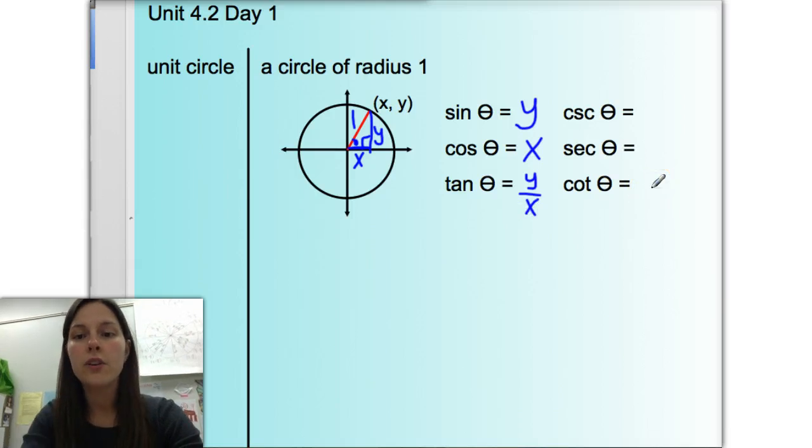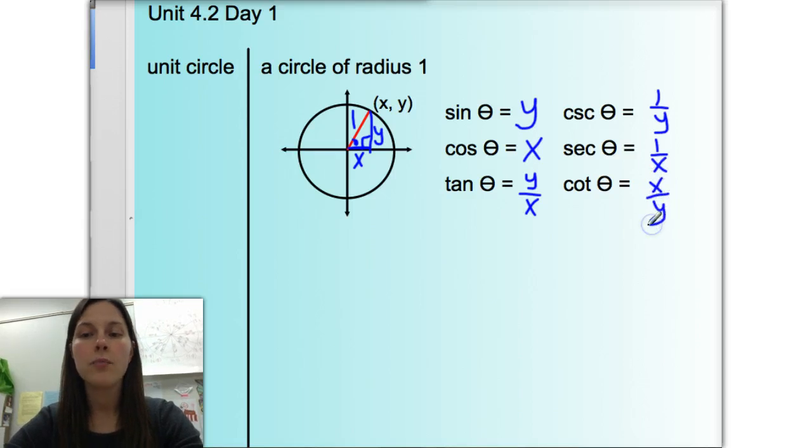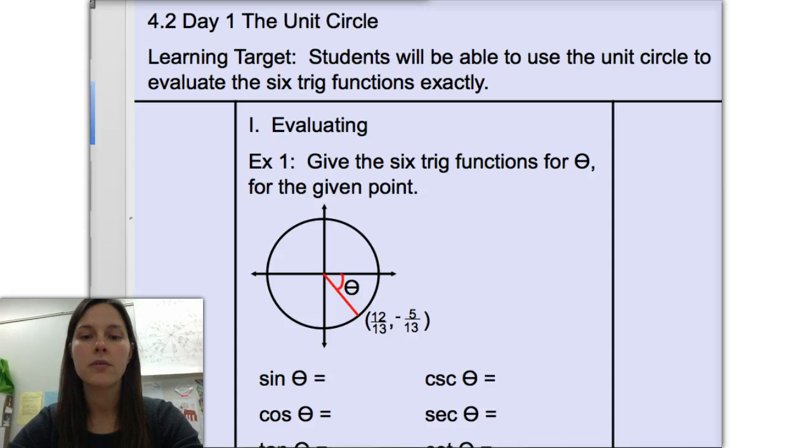And of course, our 3 new functions are the reciprocals, so cosecant is 1 over y, secant is 1 over x, and cotangent is x over y. So for any point on the unit circle, we can generate all 6 trig functions. So let's see how that works. We're going to start with an example.